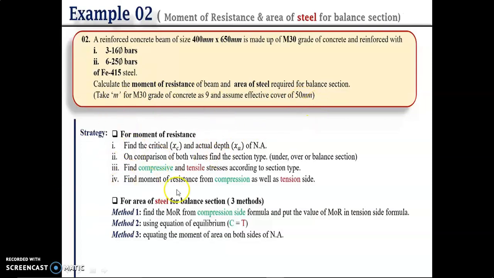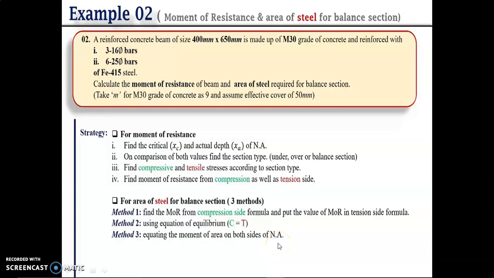So this is the strategy we have to follow for solving this numerical. First, for finding the moment of resistance, we find the critical and actual depth. Then, comparing both values, we find the section type: under, over or balanced. Find compression and tensile stresses according to section type, and the moment of resistance from the compression as well as the tension side. And for area of steel for a balanced section, take the moment of resistance from the compression side formula and put it in the tension side formula, using the equation of equilibrium, equating the moment of area on both sides of the neutral axis.